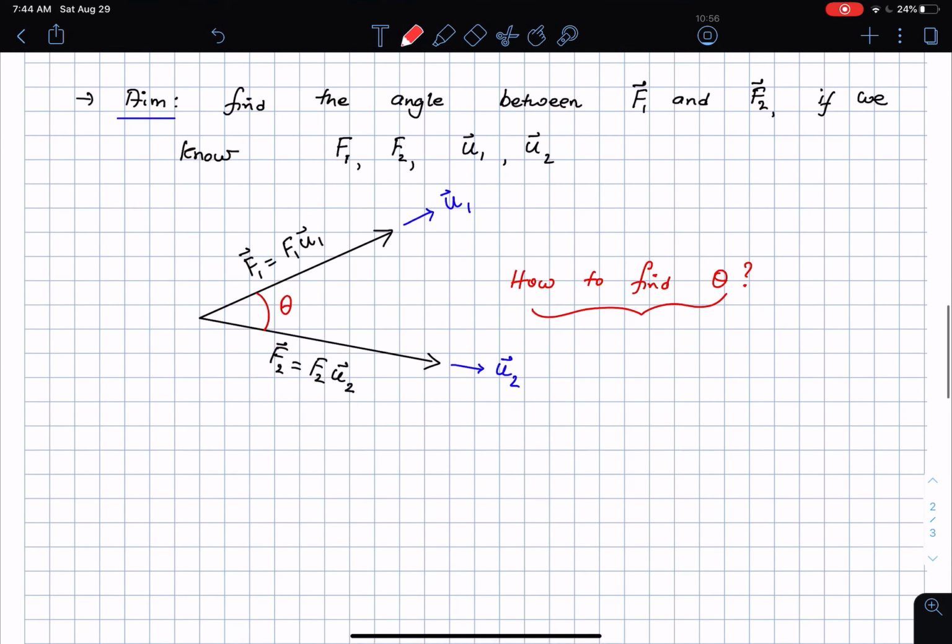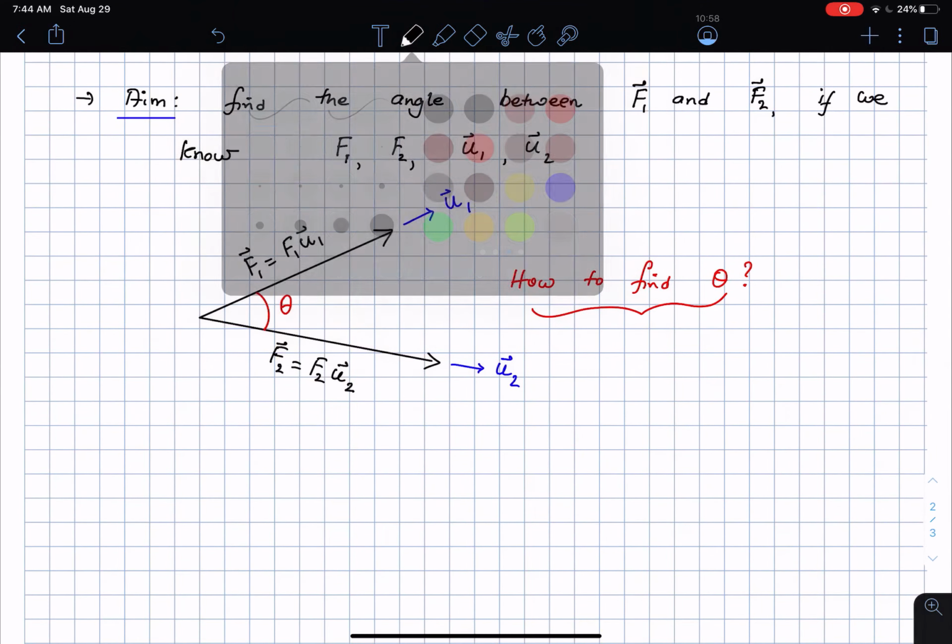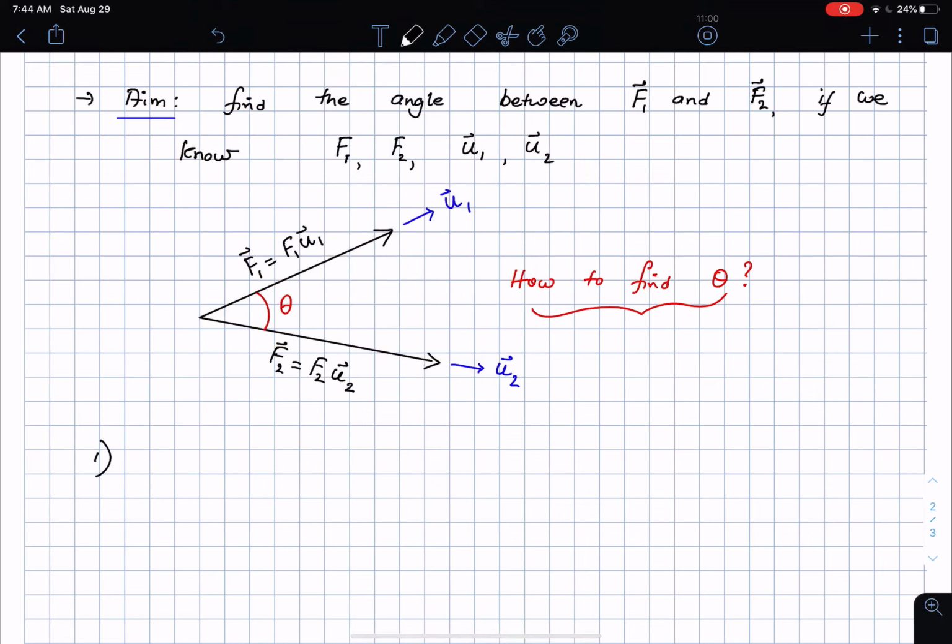So here is what we do. First step, f1 dotted with f2 by definition is the magnitude of f1, magnitude of f2, cosine theta. This is by definition, by definition of dot product.